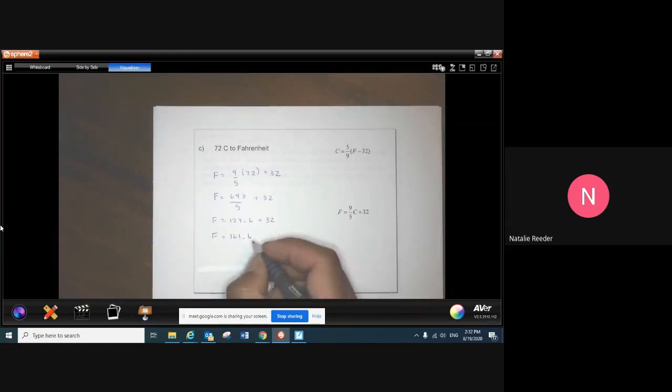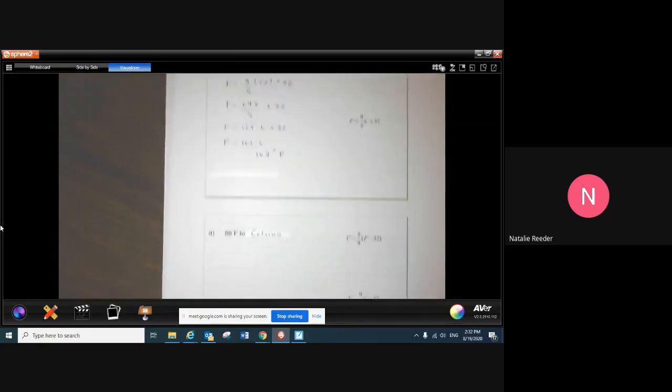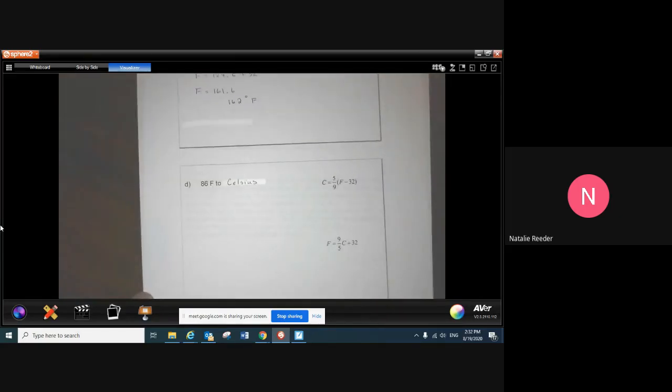Usually with temperatures, we round to the degree. So I could round that to 162 degrees Fahrenheit. Now here's another example on converting it to Celsius. So I have 86 degrees Fahrenheit and I want to convert it to Celsius.